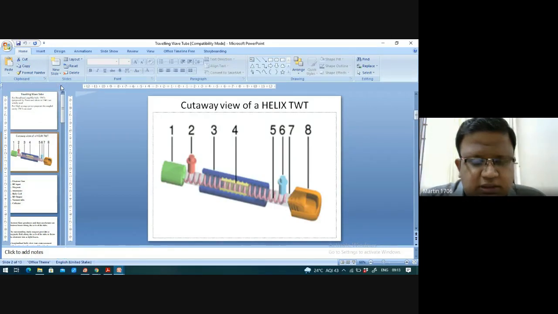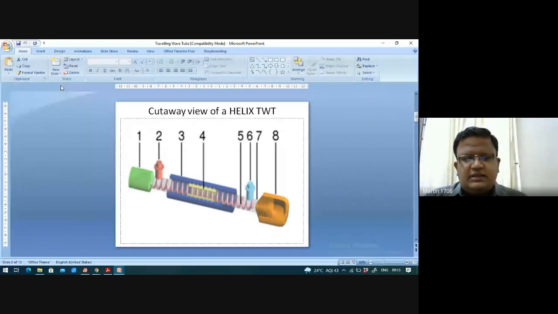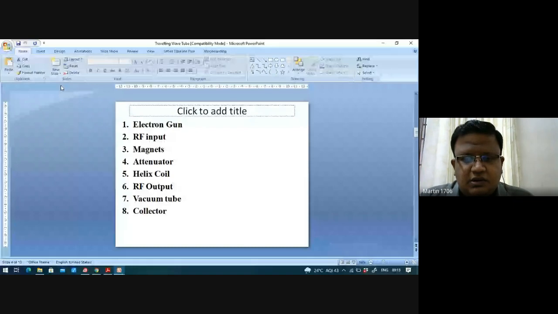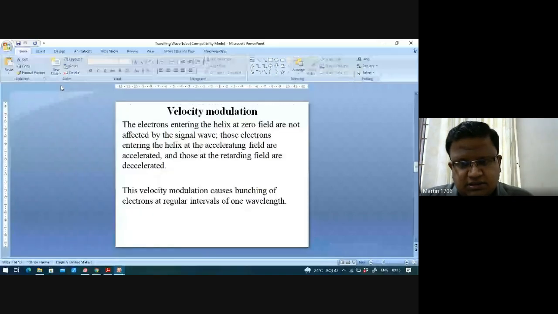That is what all the spare parts in that device I have shown, and I have explained all these terminologies. So this also works under the principle of velocity modulation. So that one you have to keep in your mind.